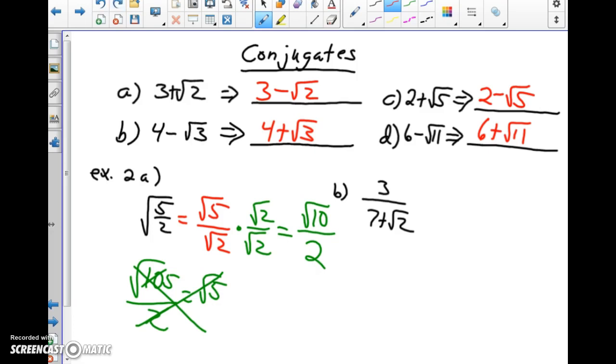Okay, so to get rid of that, you got to multiply it by its conjugate. 7 minus the square root of 2 on the bottom and on the top. Now, here we go. Do you know what to do when you multiply 7 plus square root of 2 times 7 minus square root of 2? What's that?